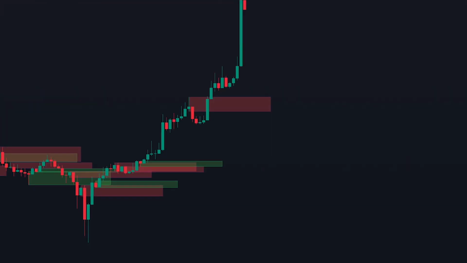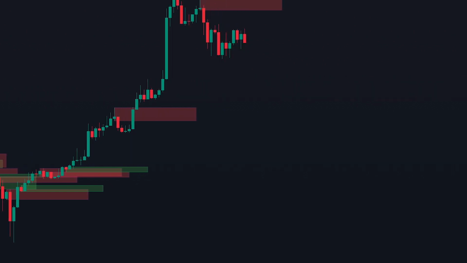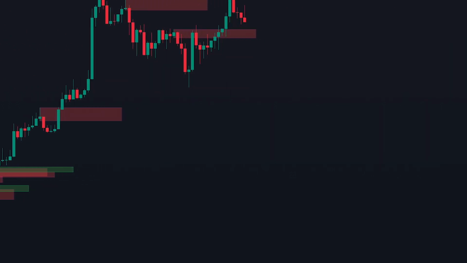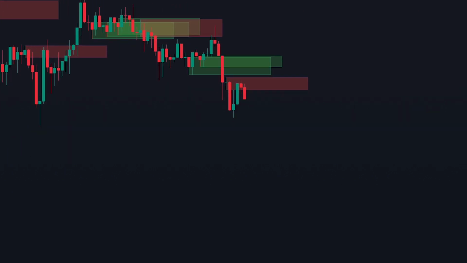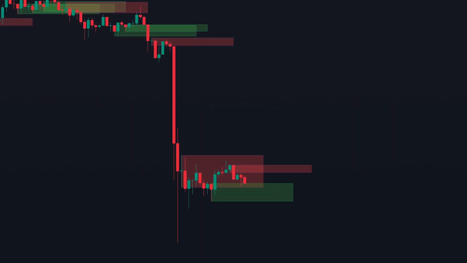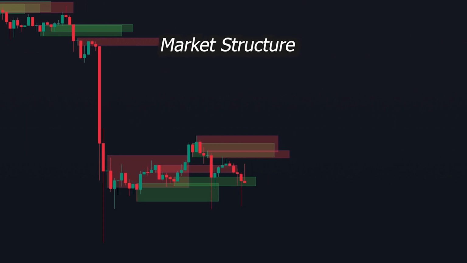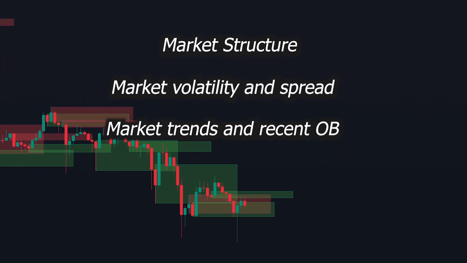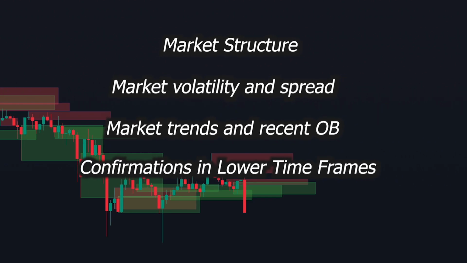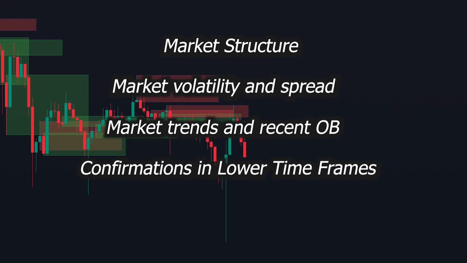Identify order blocks. The first thing we need is an understanding of which conditions are required to identify a high-quality order block. To trade order blocks effectively, we must account for 4 pivotal categories of factors. These comprise market structure, market volatility and spread, market trends and recent order blocks, alongside confirmations in lower time frames. We shall commence our discussion with market structure.